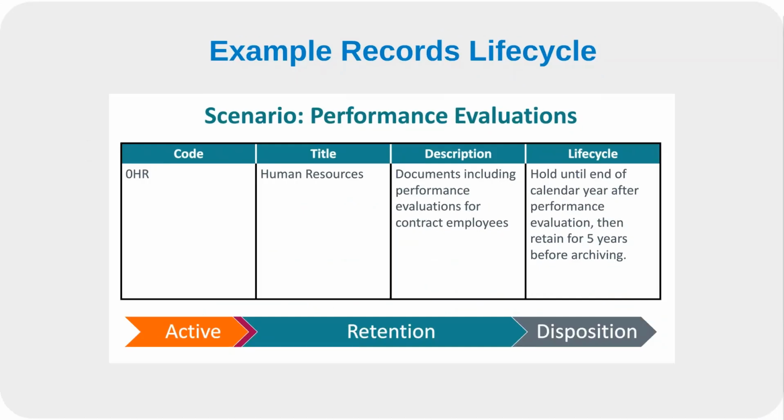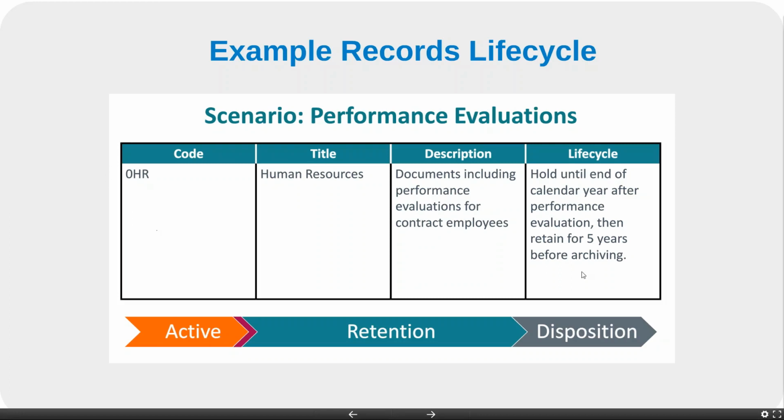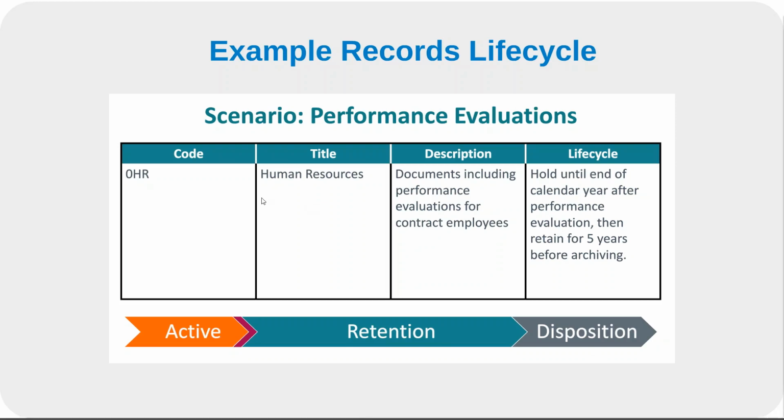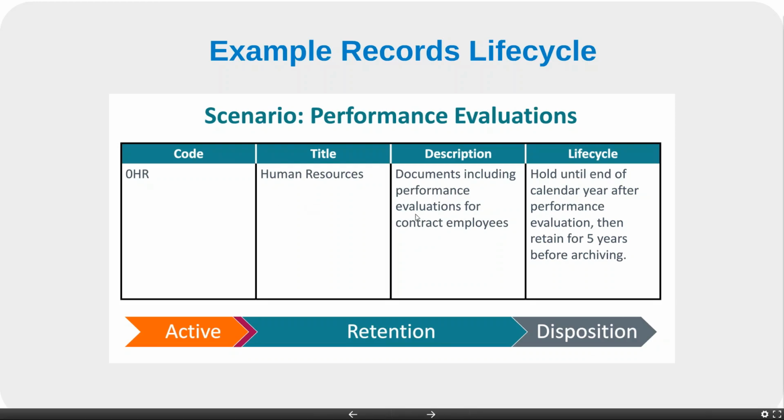So let's take a quick look at how this looks from what you might see in a records retention policy and how that translates through the life cycle. All right, so here's an example of performance evaluations. This just might be a spreadsheet that you get from the state or your own internal organization's policy. It's for documents including performance evaluations, contract employees. And the life cycle is you hold until the end of the calendar year after the performance evaluation, then you retain it for 5 years before archiving.